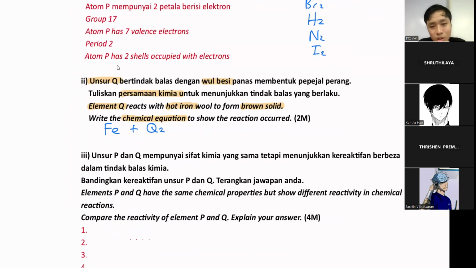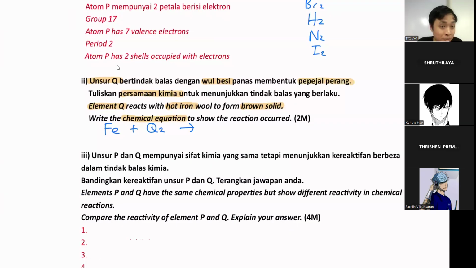Sometimes I see this question, and if the equation is wrong, sometimes they ask you to do a calculation, and you also get everything wrong, because you can't get the correct ratio from your equation. Then in the exam the calculation is also wrong, because calculation must also have a ratio: the number of moles, then you find the ratio, then you find the mass or volume. That's why it is important: Fe plus Q2 becomes a brown solid, or they call it pepecah perak.